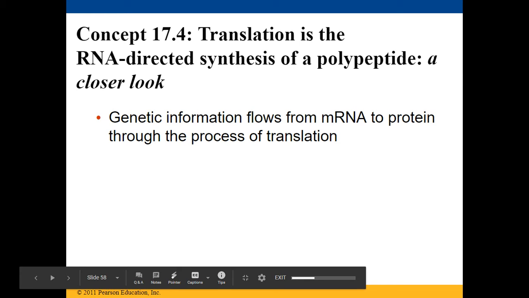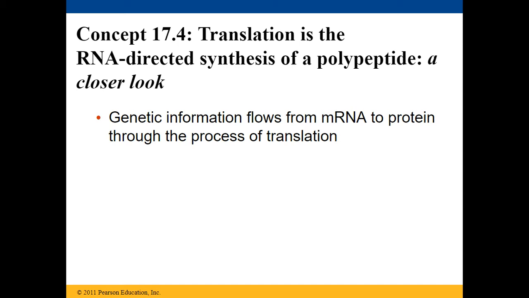We are here talking about our last piece of chapter 17, which is the translation process of taking that RNA molecule made during transcription and then turning it into a chain of amino acids that makes up a polypeptide. So genetic information flows from the messenger RNA into protein through the process called translation.